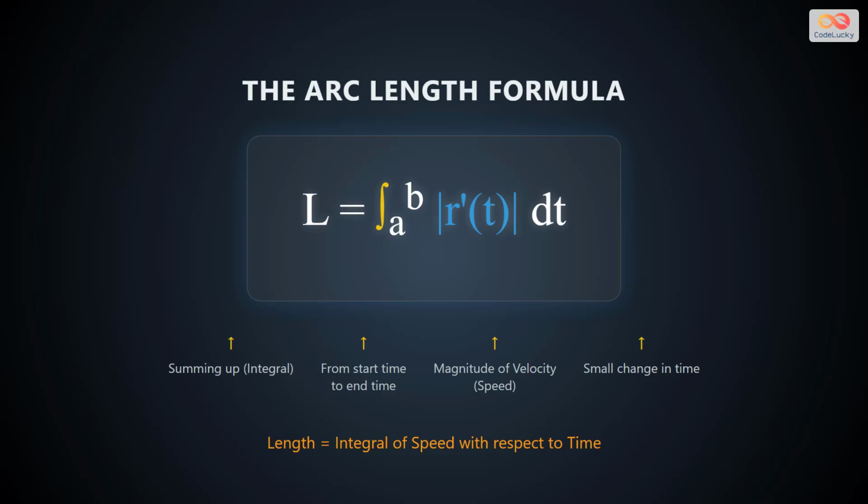When we add up all those infinitely small segments, the sum becomes an integral. Here is the formula for arc length. It is the integral from a to b of the magnitude of r prime of t with respect to t. Intuitively, r prime of t is the velocity vector, and its magnitude is the speed. So, we are essentially summing up the speed over the time interval to find the total distance traveled.